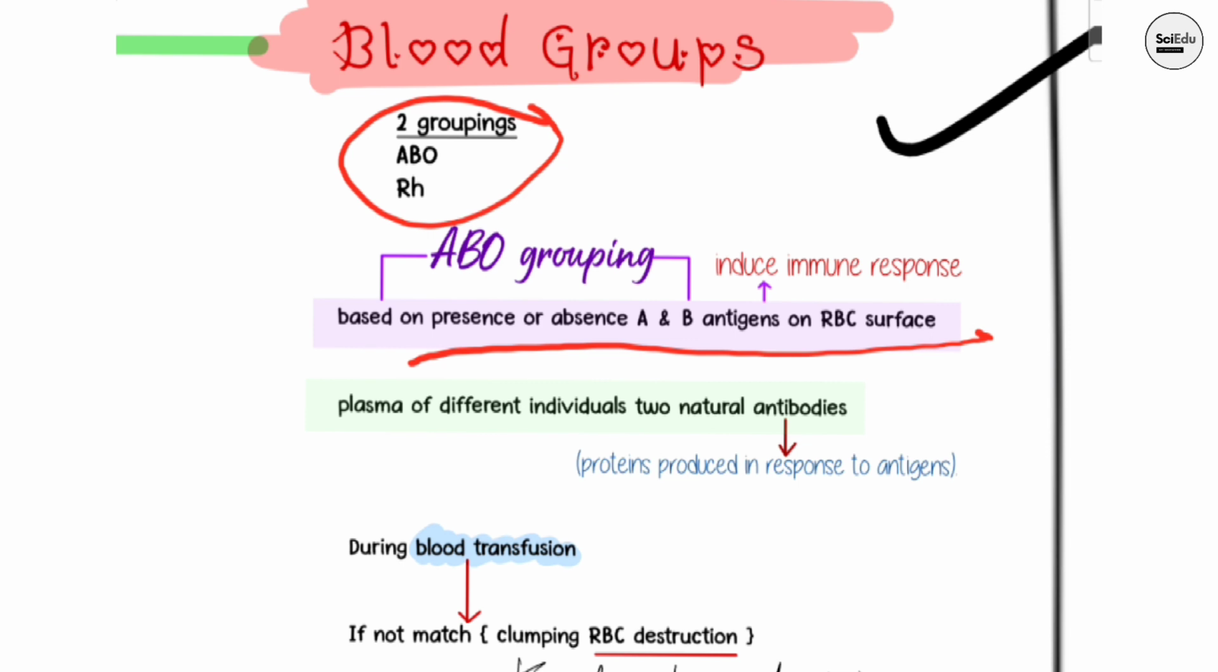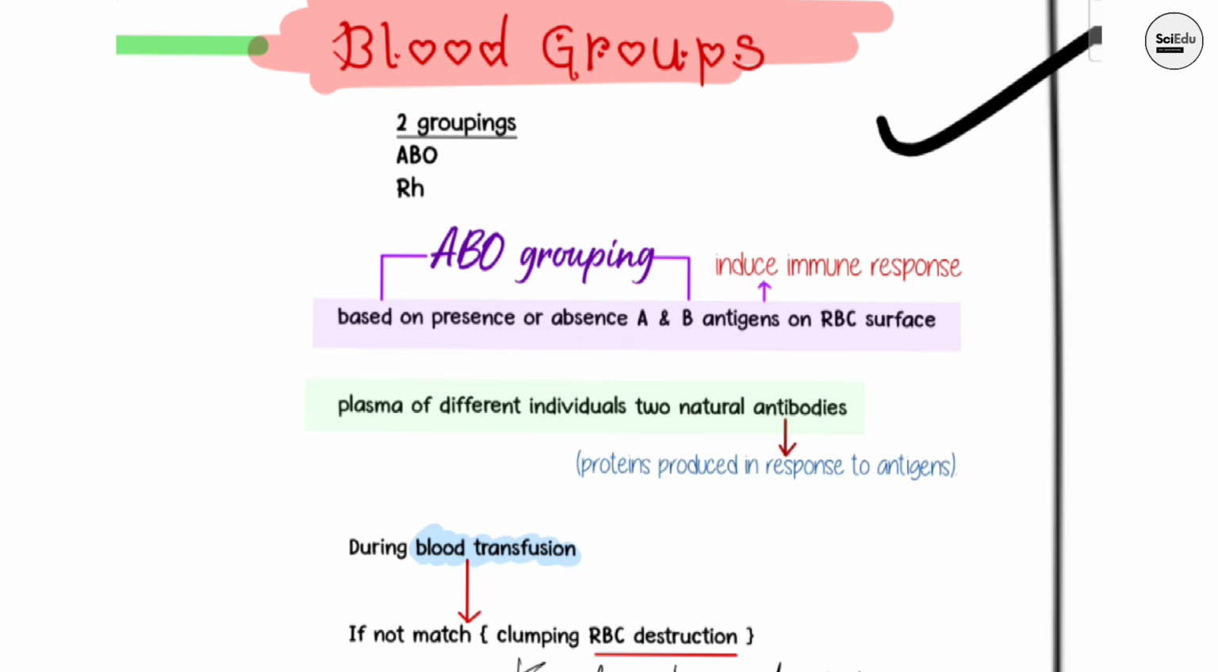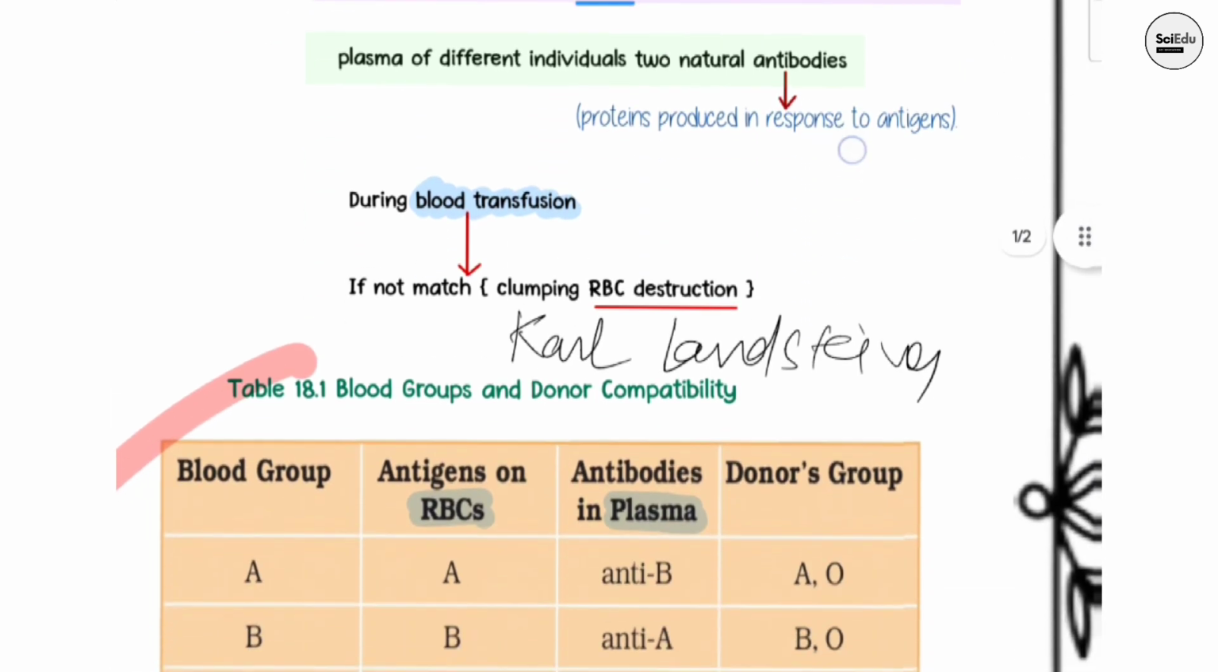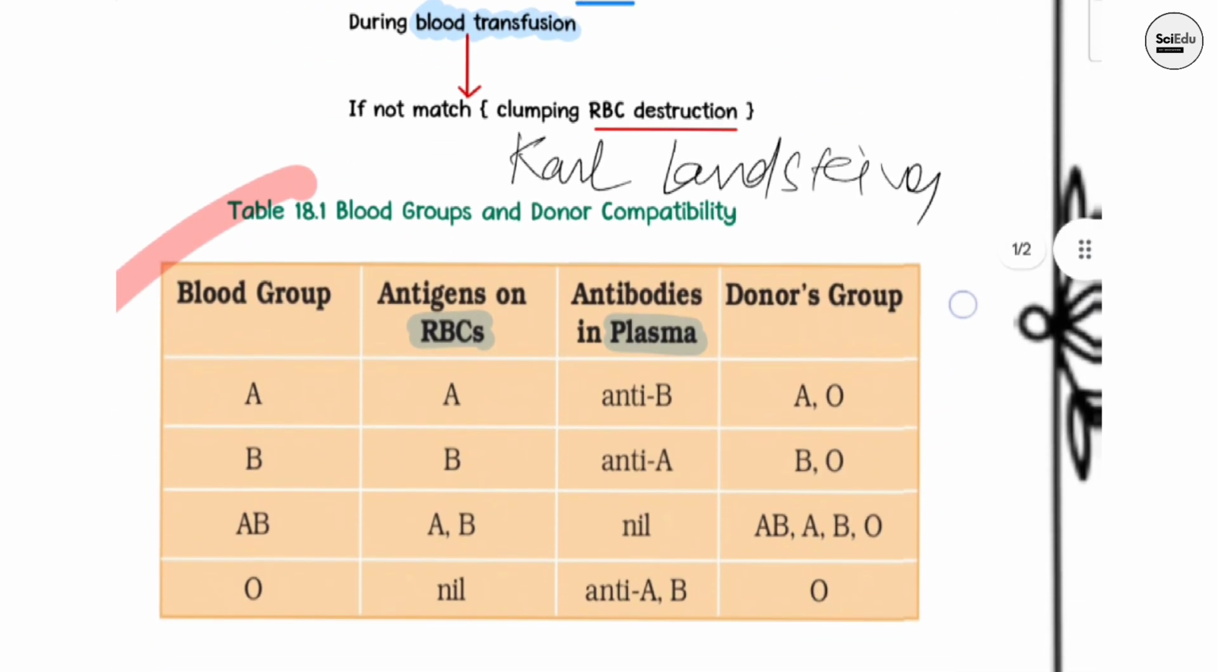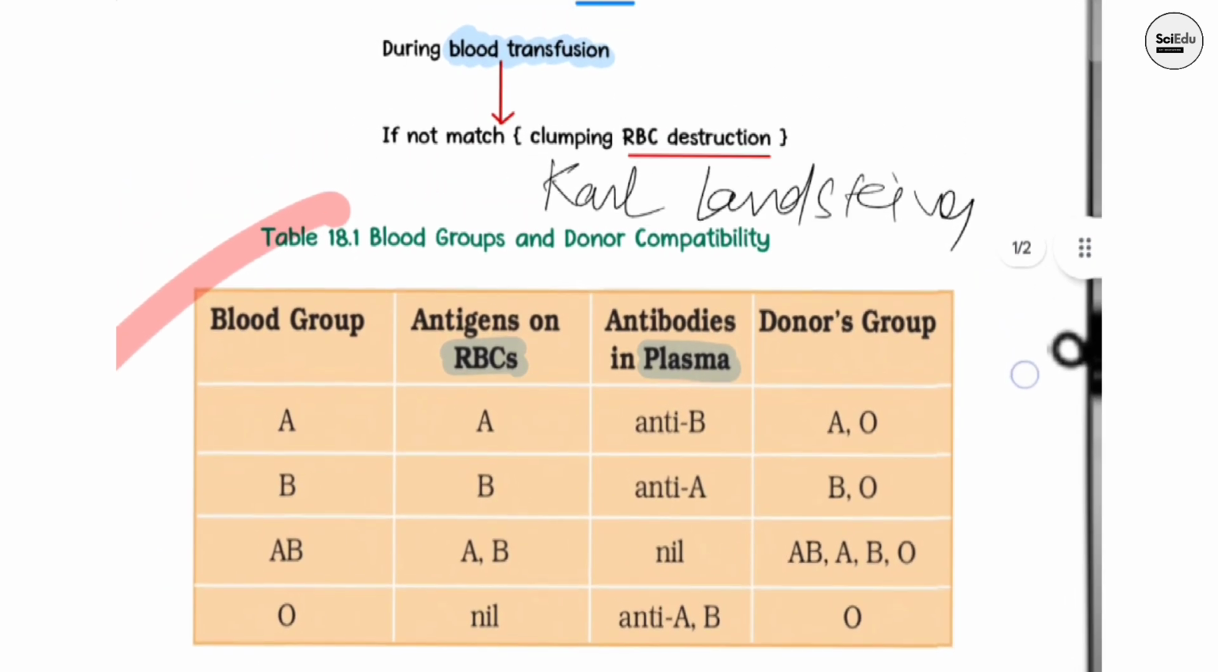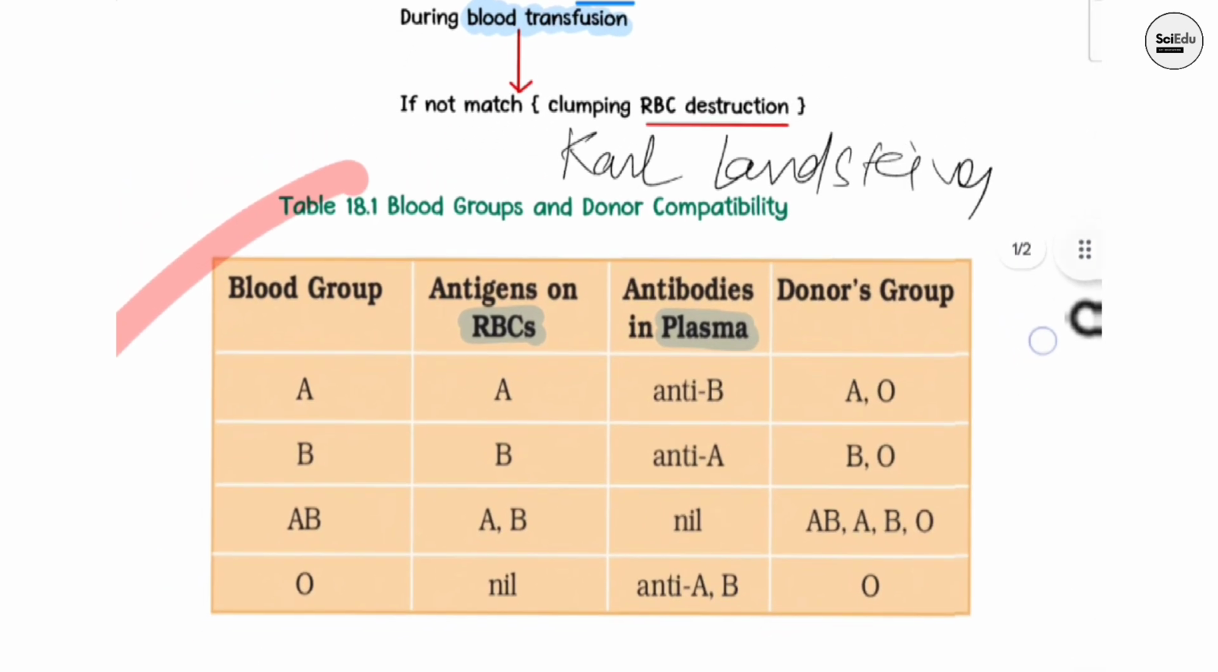Similarly, the plasma of different individuals contains two natural antibodies, proteins produced in response to antigens. The distribution of antigens and antibodies in the four groups of blood, A, B, AB and O, are given in Table 15.1. You probably know that during blood transfusion, any blood cannot be used. The blood of a donor has to be carefully matched with the blood of a recipient before any blood transfusion to avoid severe problems of clumping, destruction of RBC.